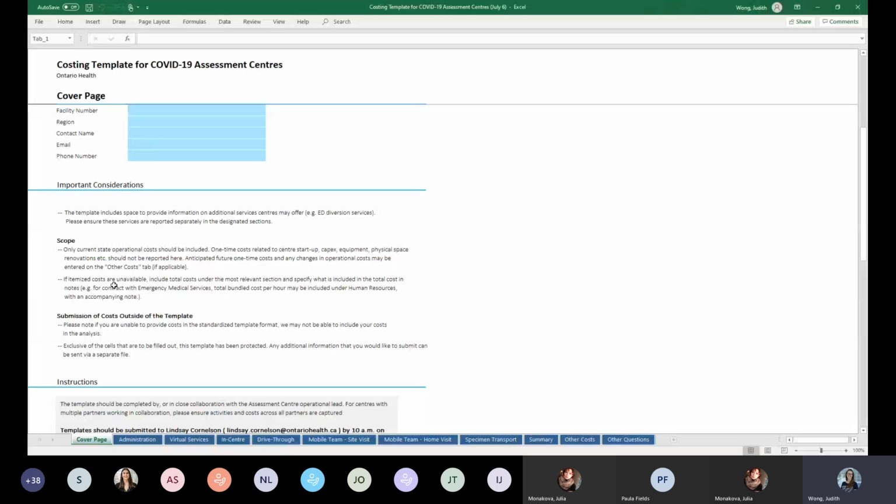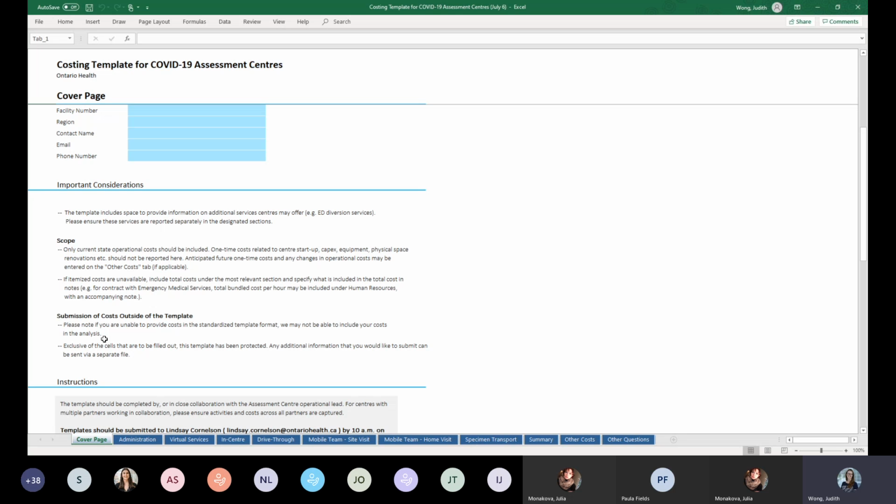Also, if you're unable to give us itemized costs, that's fine. We do prefer itemized costs, but we recognize that may not be possible. You can include total cost. There's generally an option for that. And you can always let us know with a note what is included in the total cost.